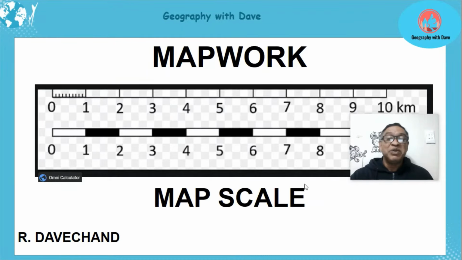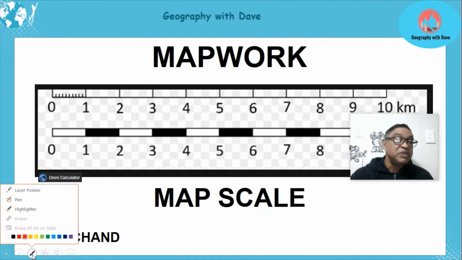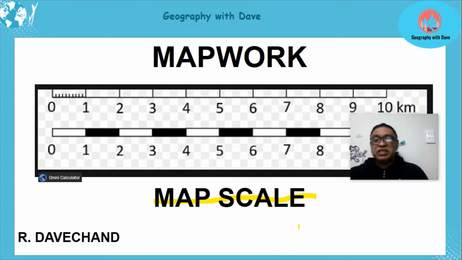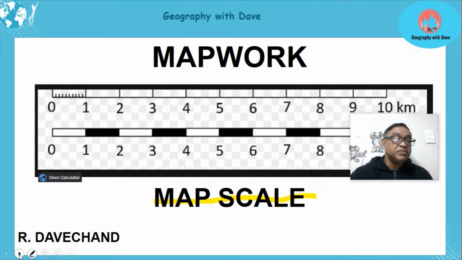Today we are going to look at the map work again, and we're going to look at map scale. So let me get my highlighter first. Now I know you've done this in the junior grades, but it's important to remember this because it's a baseline to understanding other calculations and the scales that you would use. Okay, so let's get going.